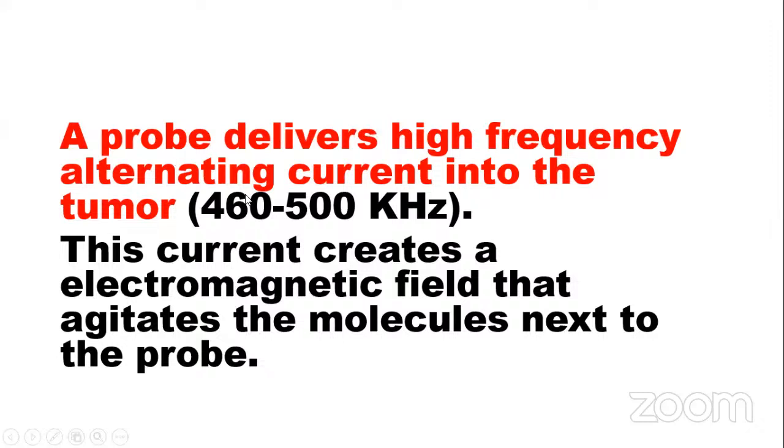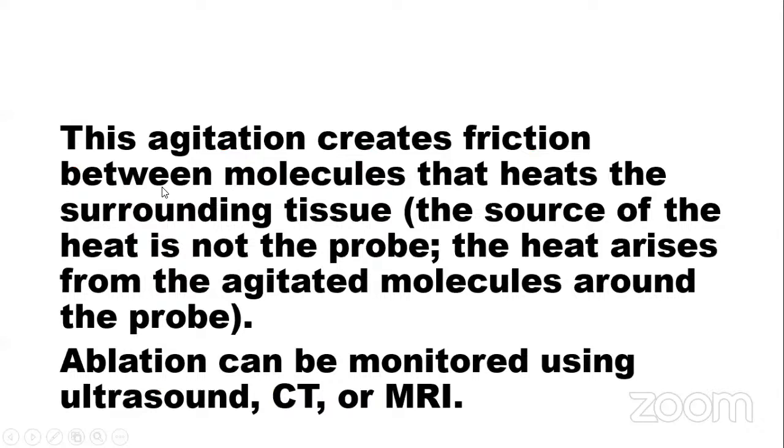The probe delivers high frequency alternating current into the tumor, at 460 to 500 kHz. This current creates an electromagnetic field that agitates the molecules next to the probe. This agitation creates friction between the molecules that heats the surrounding tissue. The source of the heat is not the probe. The heat arises from the agitated molecules around the probe.